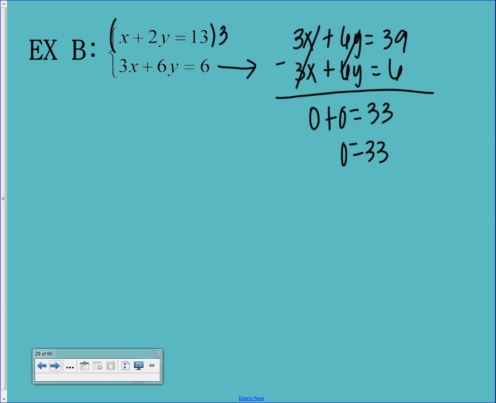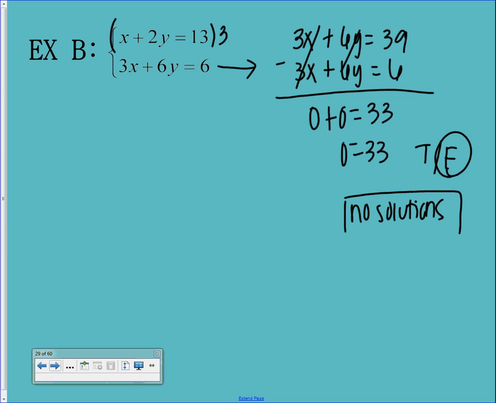We talked about this a little bit yesterday. Sometimes your variables cancel, and when that does, you want to see if your answer is either true or false. Well, 0 does not equal 33, so that is false, so there are no solutions. Okay, what that means is that there are parallel lines here. So there are no solutions. So if I asked you what it looks like, just a side note, that would mean parallel lines.